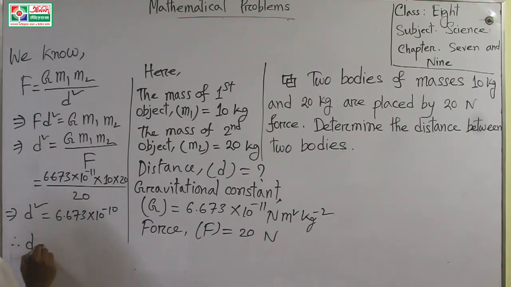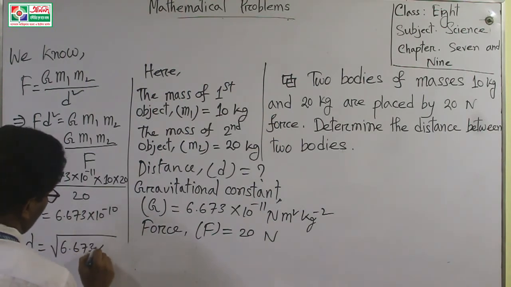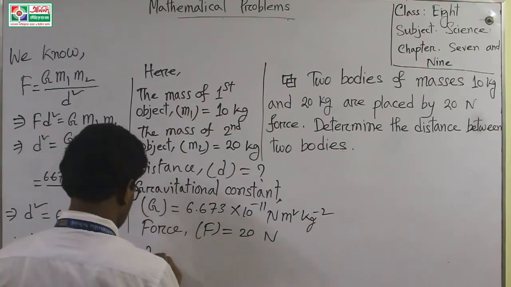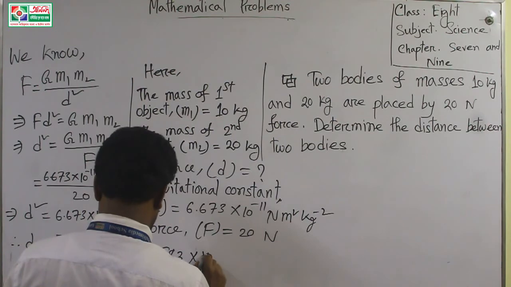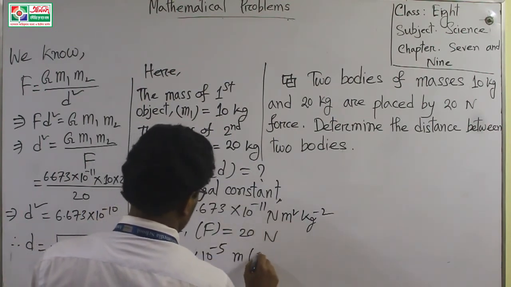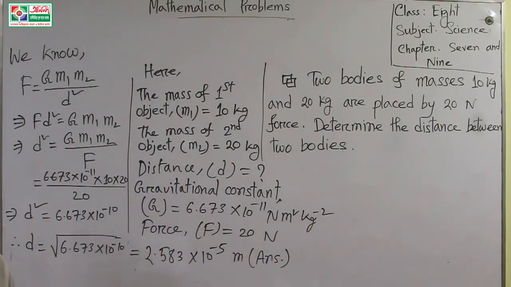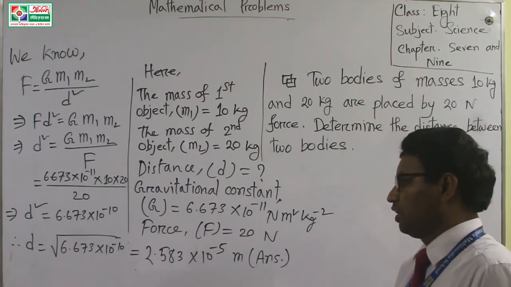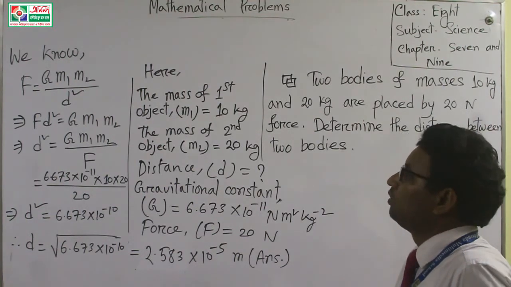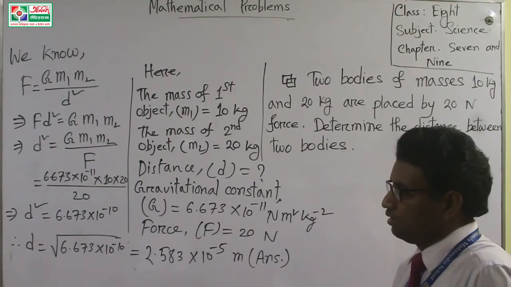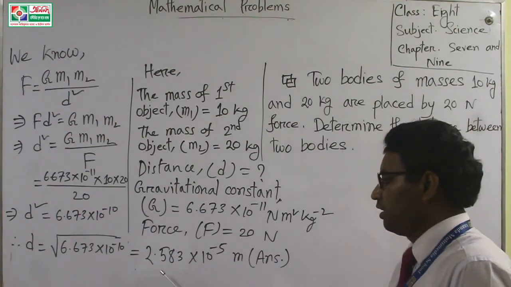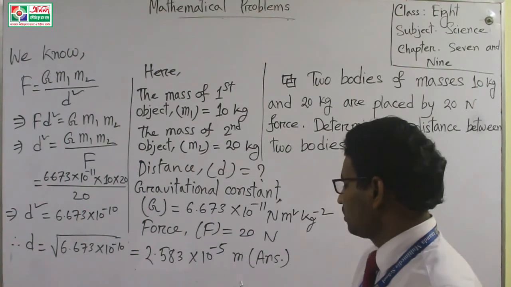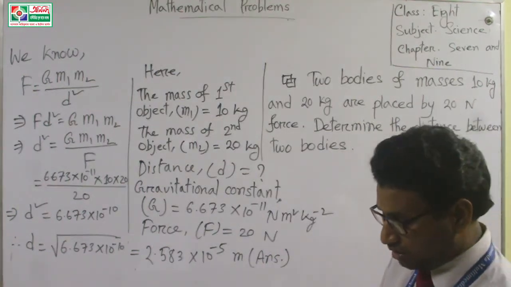So the d equal to the square root of 6.673 into 10 to the power minus 10, and we can easily find out the value, 2.583 into 10 to the power minus 5 meter. This is the second answer of this mathematics. We have calculated this value, and we have get the value of distance is 2.583 into 10 to the power minus 5 meter. We know that the unit of distance is meter, and this is the result of second math.